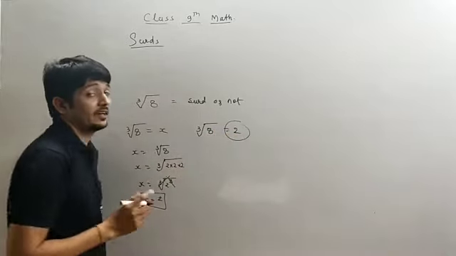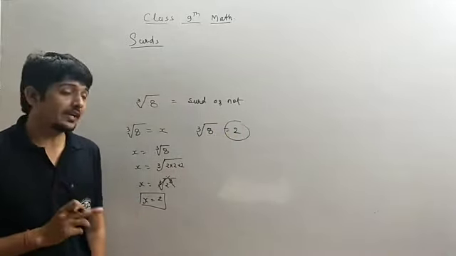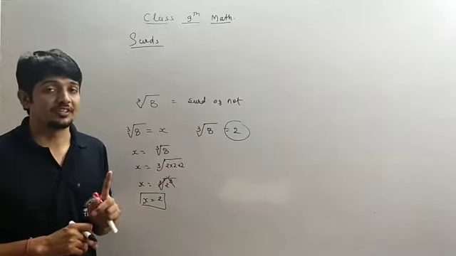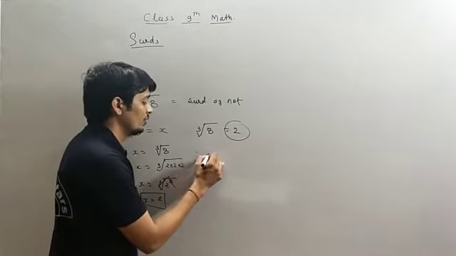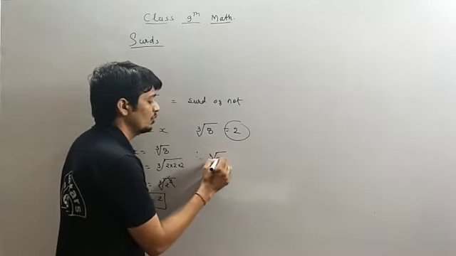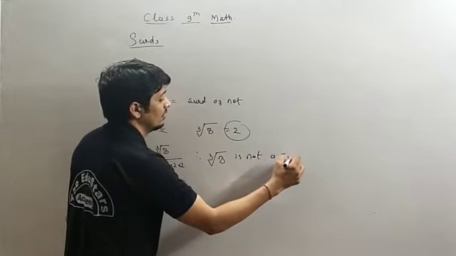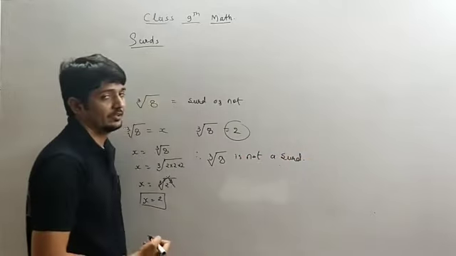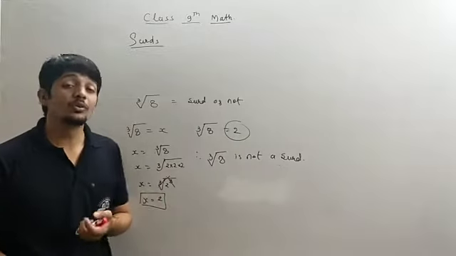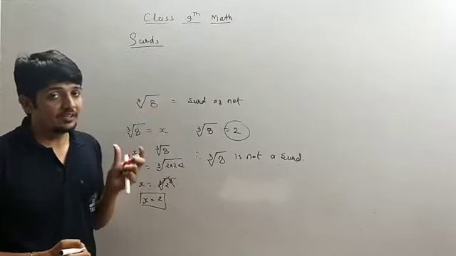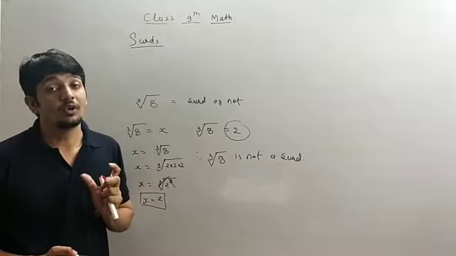अब 2 क्या है? It is a rational number. इरेशनल नंबर है क्या? नहीं. That means the cube root of 8 is not a surd. ये सर्ड नहीं होगा. Therefore, the cube root of 8 is not a surd. Okay, so likewise you have to check whether the given irrational numbers are surd or not.